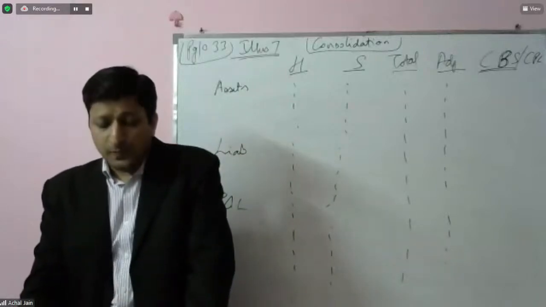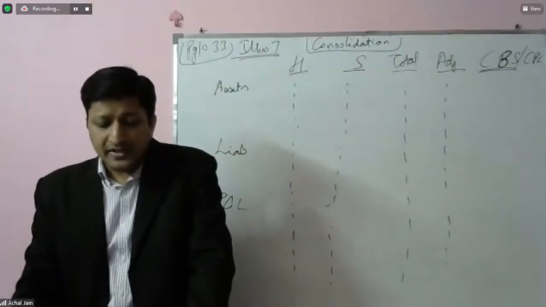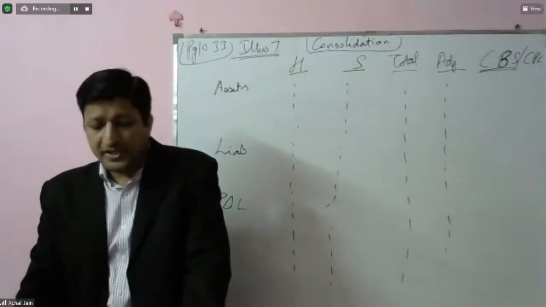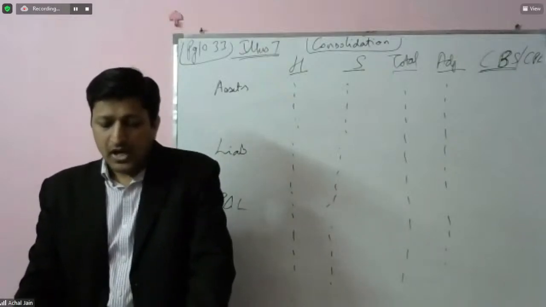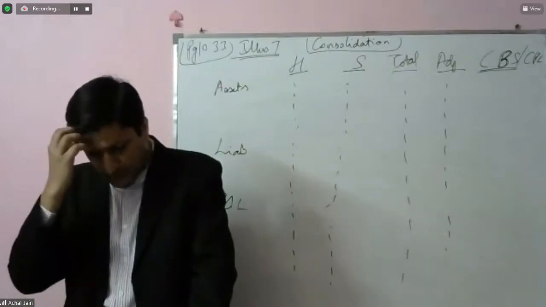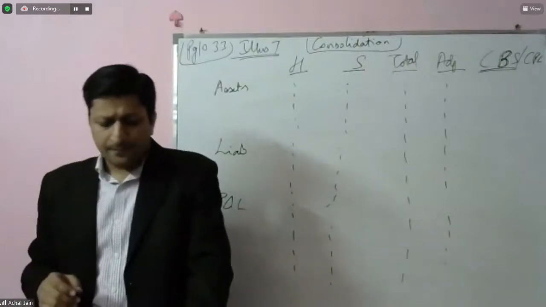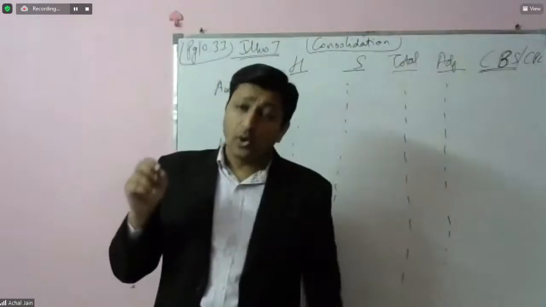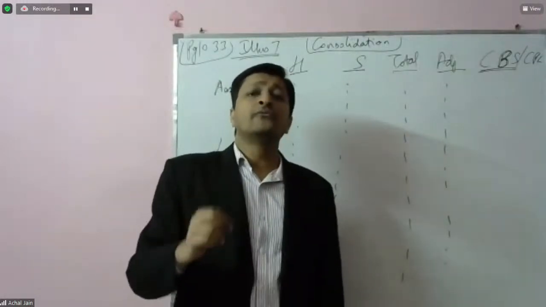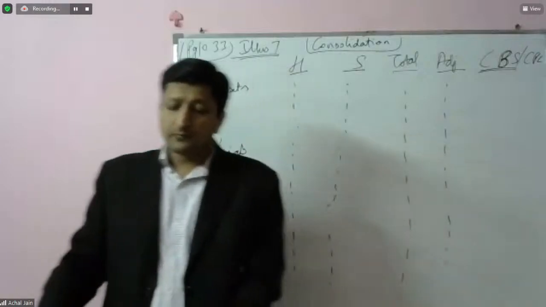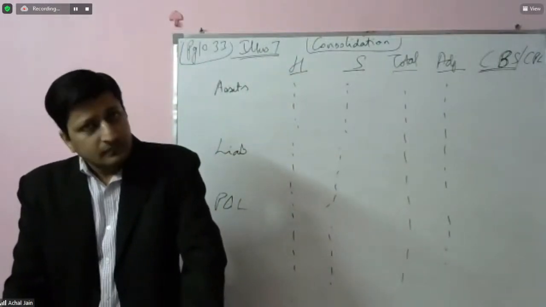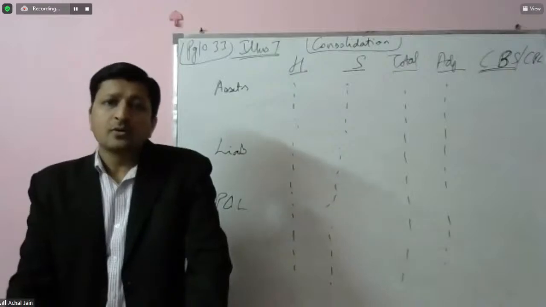The question requires you to prepare the consolidated balance sheet of H Limited and its subsidiary S Limited as on 31st March X1 from the following information. On 31st March X1, the balance sheets of two companies are given. One is the holding company and the second is the subsidiary. You are required to prepare the consolidated balance sheet.